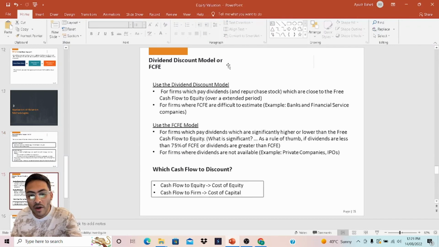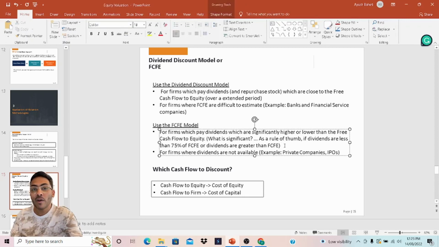Now, dividend discount model or FCFE. Use the dividend discount model for firms which pay dividends, and for firms where FCFE is difficult to estimate, for example, banks and financial services companies. Use the FCFE model for firms which pay dividends that are significantly higher or lower than free cash flow to equity. Now the question is, what is significant? As a rule of thumb, if dividends are less than 75% of FCFE, or dividends are greater than FCFE.